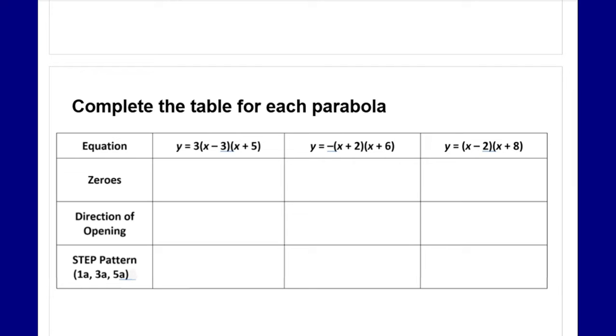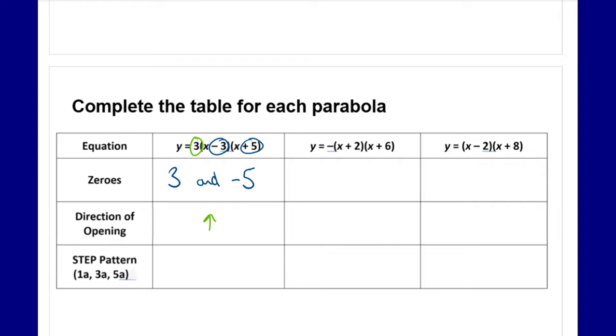If we look at the first one, our zeros, again, are the opposite of the values we see in our equation. So the opposite of negative 3 would be positive 3, and the opposite of positive 5 would be negative 5. So the two zeros for the first equation are 3 and negative 5. For the direction of the opening, we look at that a value out front. This 3 value is positive, so this is opening up.